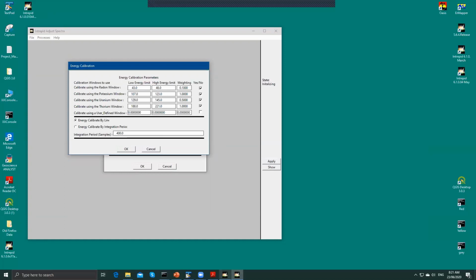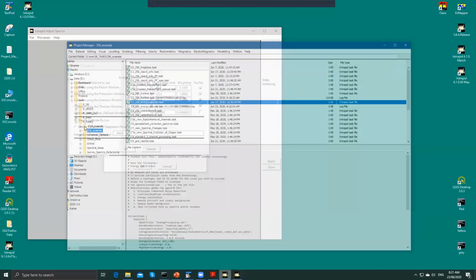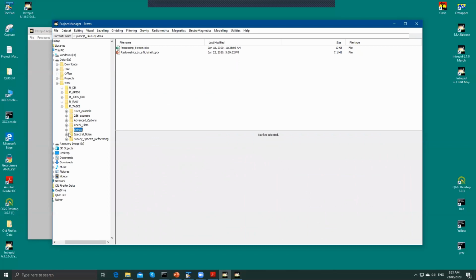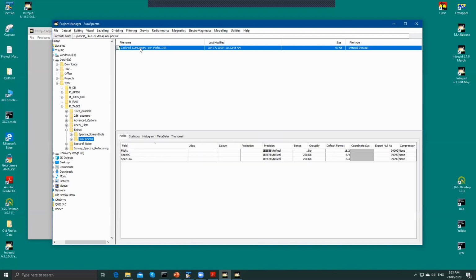Just leave that window open, because what I did do is in the extras, if you navigate to this one, extras, and the sum spectra, I actually did create the sum spectra per flight. If you highlight that Cook-Rad sum spectrum per flight, there aren't that many data in there. It's 20 odd flights.